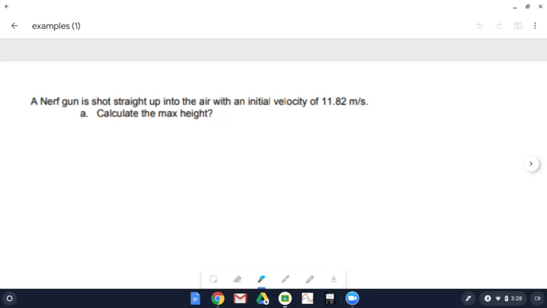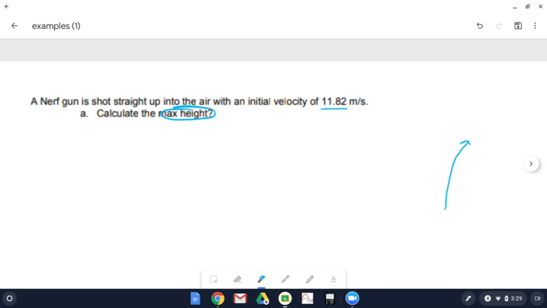A Nerf gun is shot straight up into the air with an initial velocity of 11.82 meters per second. We're going to calculate the max height for part A. So what do we know, right? We have our Nerf gun. It's being shot straight up into the air.